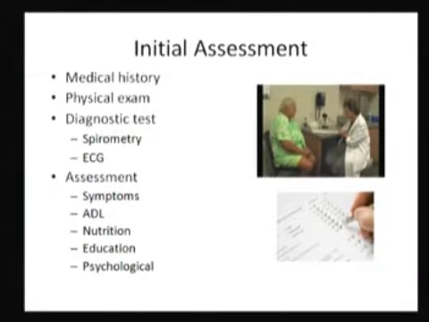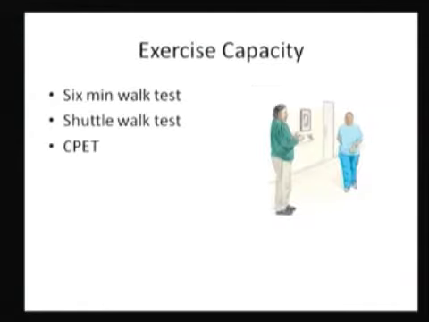The initial assessment is actually very detailed. It includes medical history, physical exam. There should be diagnostic tests. You should review the spirometry to make sure the patient fits the diagnosis. EKG should be done. And then a detailed assessment following specific questionnaires that review the patient's exact symptoms, the activity of daily living, nutrition, educational background, what they know already about the disease, and a psychological assessment.